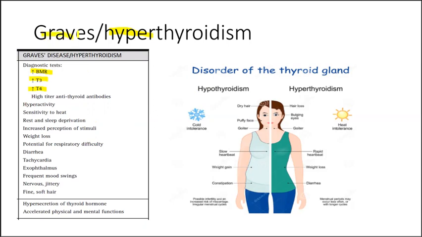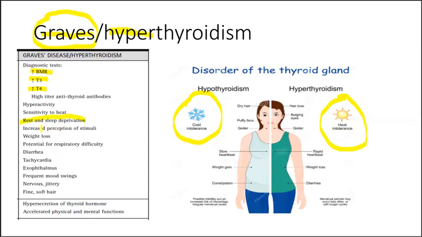Again, Graves' disease is an immune system disorder that results in the overproduction of thyroid hormones. So when this has lingered for long and there's excessive production, the patient can develop Graves' disease. So in terms of our assessment, you're going to see hyperactivity because of the excess thyroid hormones in the blood. This time around, there's sensitivity to heat. Remember, in hypothyroidism, there's sensitivity to cold. Okay, there's rest and sleep deprivation because the client is so overactive.